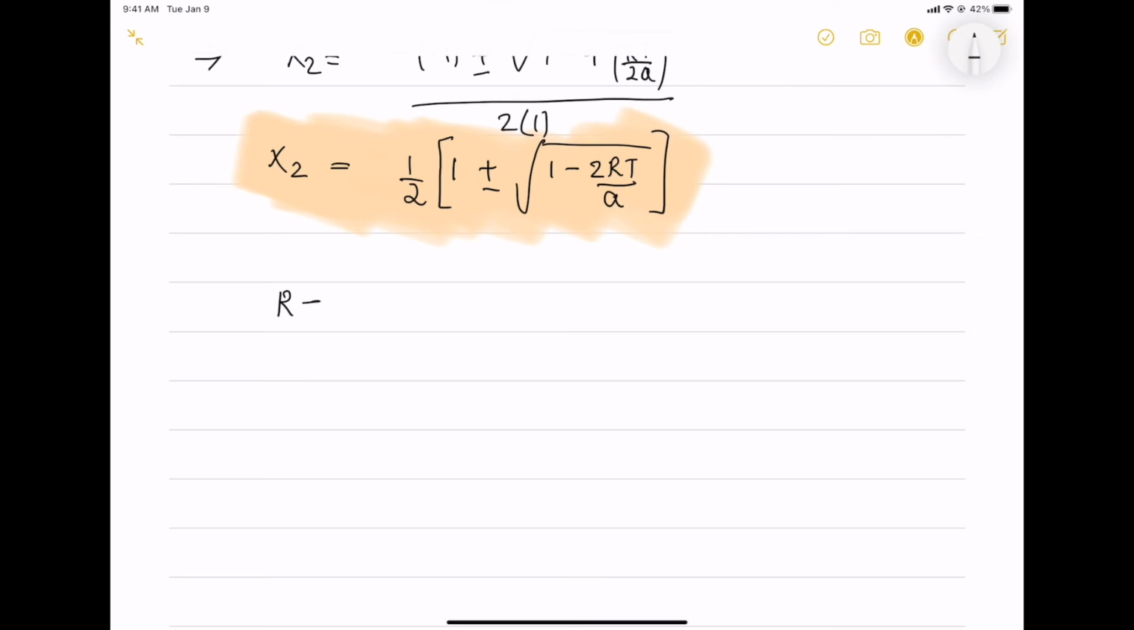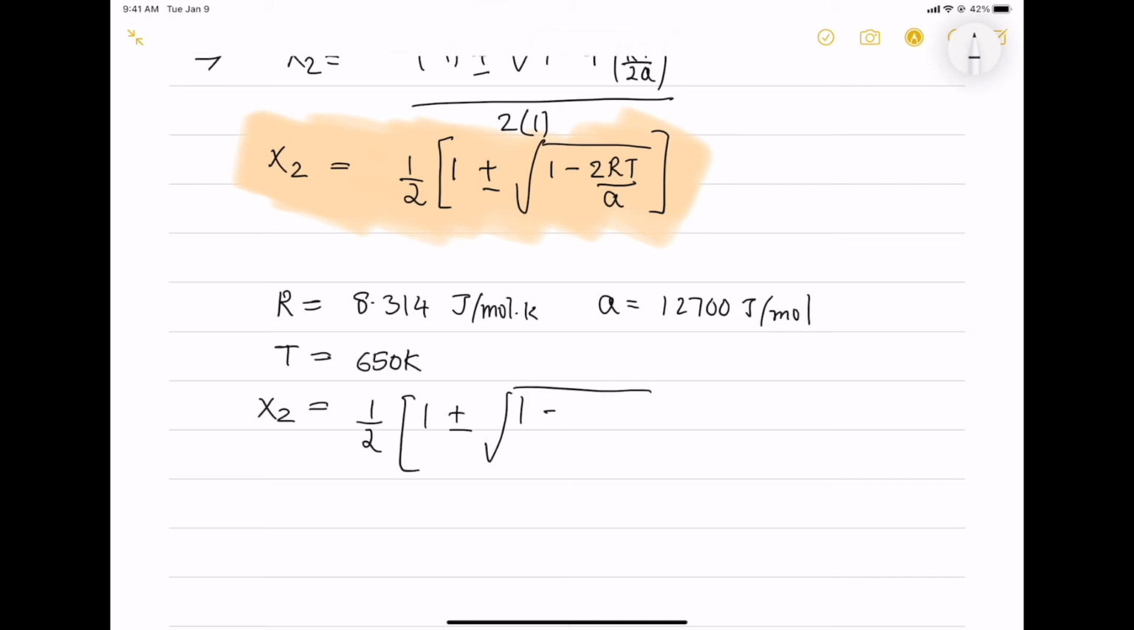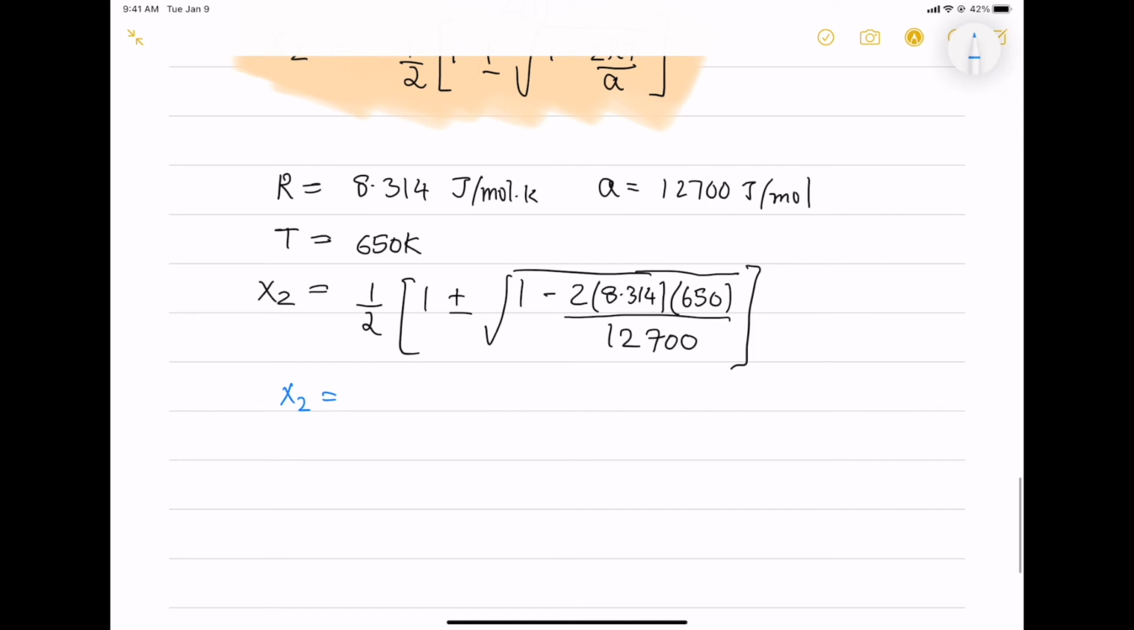Now R is 8.314 joule per mole Kelvin and A is 12,700 joule per mole and temperature 650. So we substitute those values and we obtain x2 as 0.307 and 0.693. These are the spinodal points.